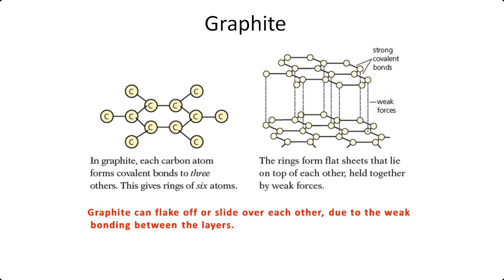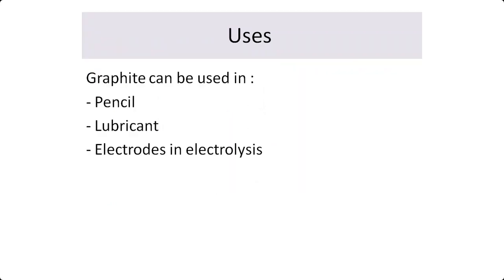That's why we use graphite as a lubricant, and as a substance in pencils, so that we can write using it. That's why you can write using a pencil, because the sheets can slide over each other and then we can see the writing. The uses of graphite are as pencil, lubricant, and electrodes in electrolysis.